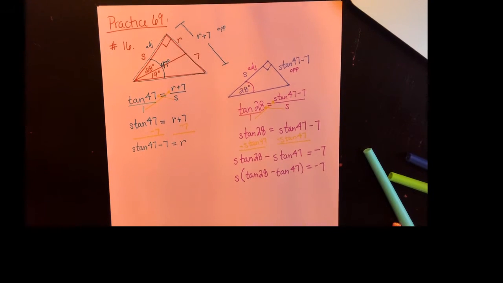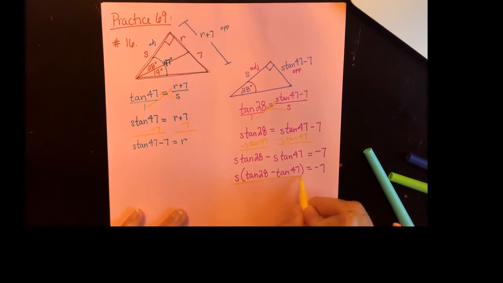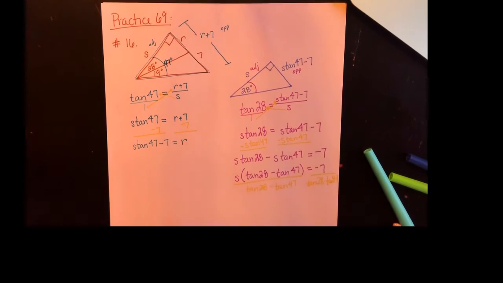So to get a number away from s, because it's s times this, I have to divide. So I'm going to divide both sides by tangent 28 minus tangent 47. And our exact value for s would be -7 divided by tangent 28 minus tangent 47.